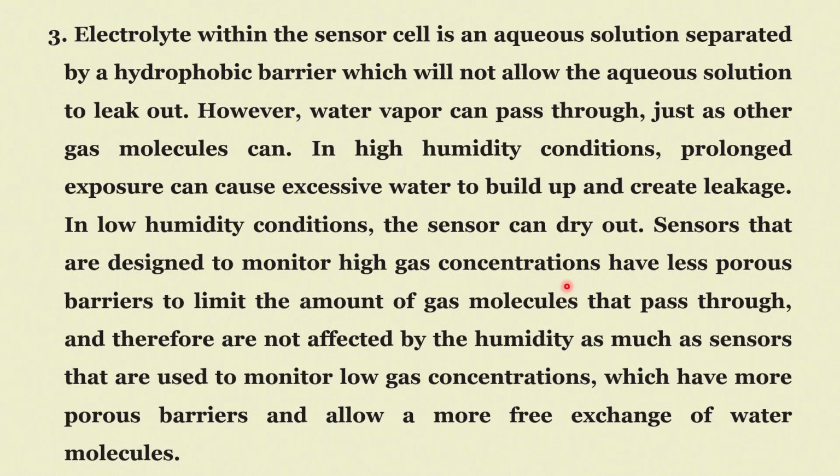So, coming to the third characteristic, the electrolyte within the sensor is an aqueous solution separated by a hydrophobic barrier. Again, I should go back at this stage to show you that electrolyte, but I hope you will be able to remember the blue solution in which all the three electrodes are in contact in the previous picture only. You can go back now and check. However, the water vapor can pass through all the three electrodes just as other gas molecules can.